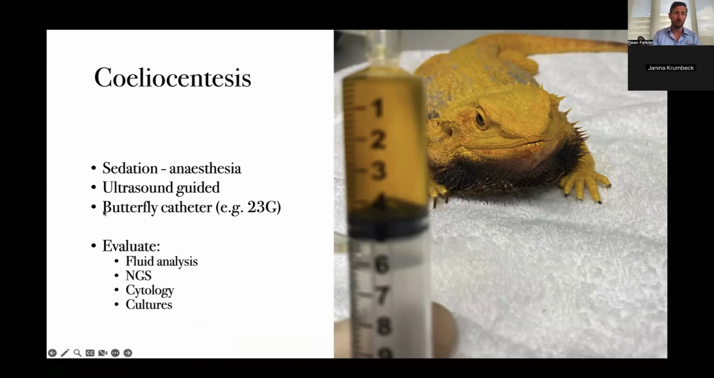And then once you've got this sample, you can send it away for fluid analysis so you can find out what components are there. Is it actually infectious or is it liver, heart disease? You can get more information from that. And also we've got our next generation sequencing, cytology and cultures as well.